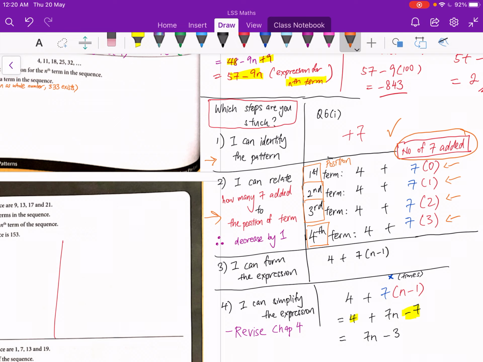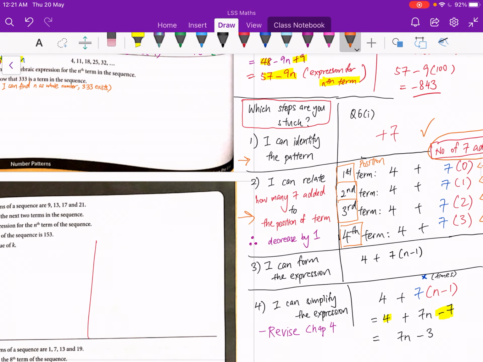So are you able to see the relation that whenever I want to find the next term in a sequence, it's always decreased by 1 between the position and the number of 7s added? For example, the first term has 0 sevens added, the second term has 1 seven added, the third term has 2 sets of 7 added, and the fourth term has 3 sets of 7 added. Can you see this relationship whereby you always decrease by 1?